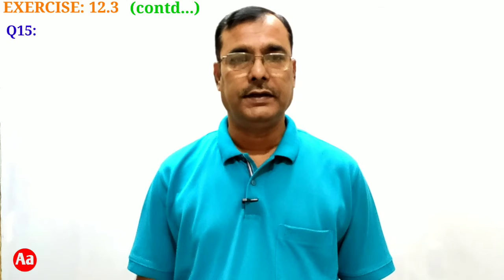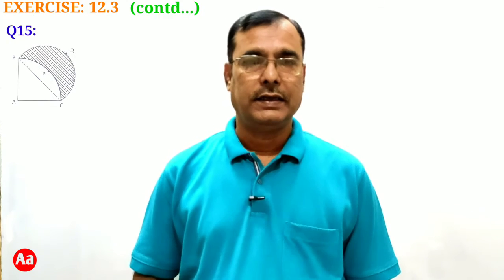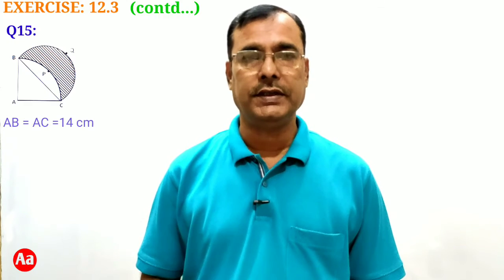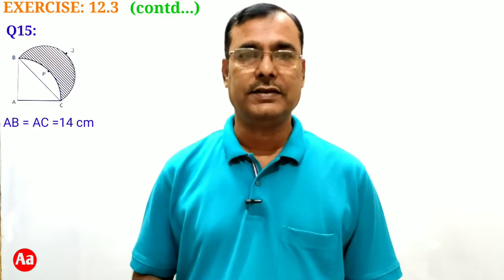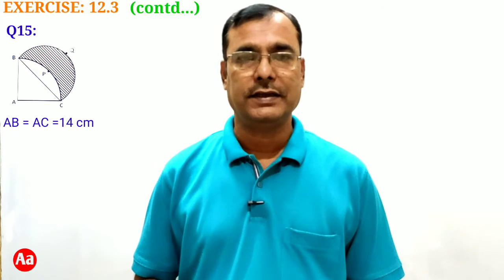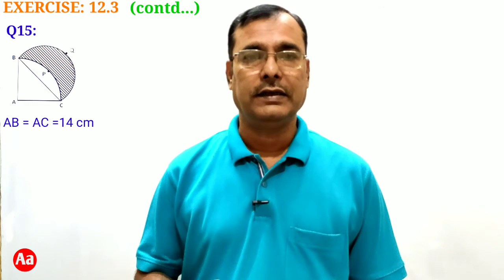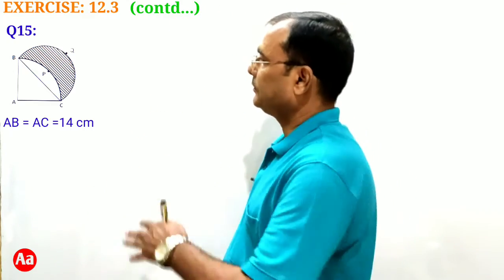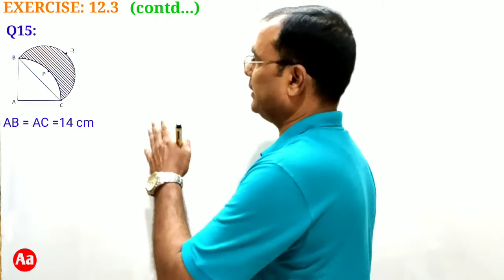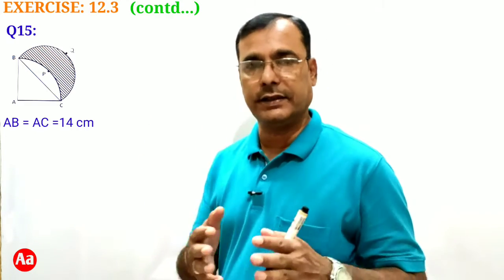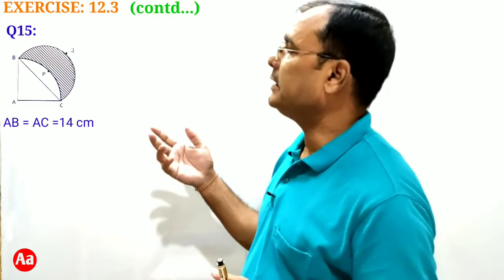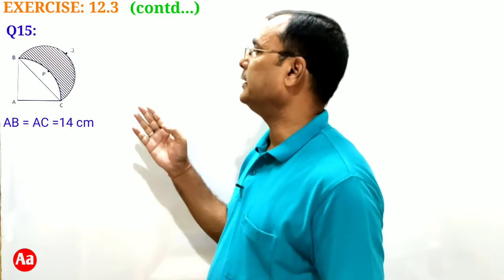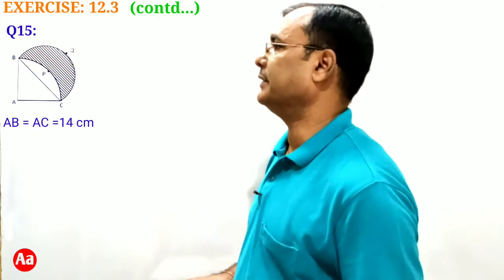Question number 15. In the given figure, ABC is a quadrant of a circle of radius 14 centimeter and a semicircle is drawn with BC as diameter. Find the area of shaded region. In this given figure, ABC is a quadrant of a circle of radius 14 centimeter as it is given. With BC as diameter, a semicircle is drawn and we have to find the area of the shaded region.